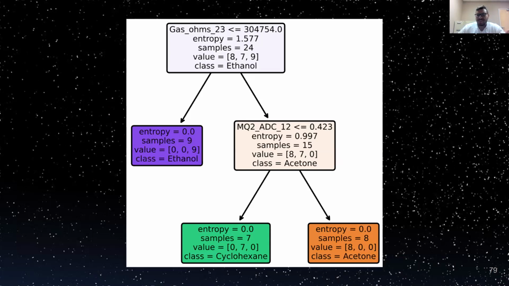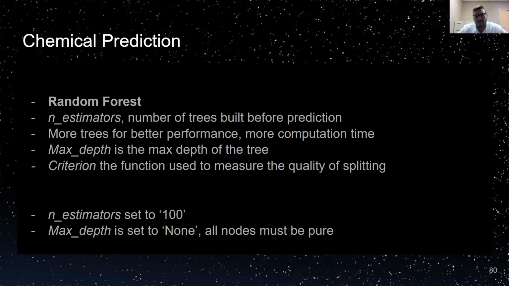And this next one is a visualization of a single decision tree. You can see at the bottom the classes here, cyclohexane, acetone, and ethanol. These are the leaves of the decision tree. Random forest, again, uses multiple of our decision trees.